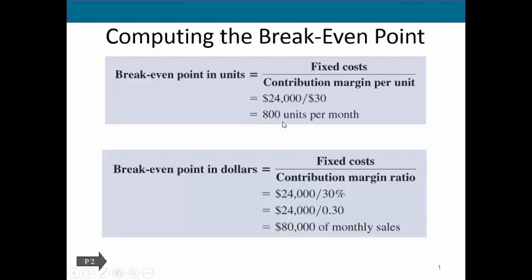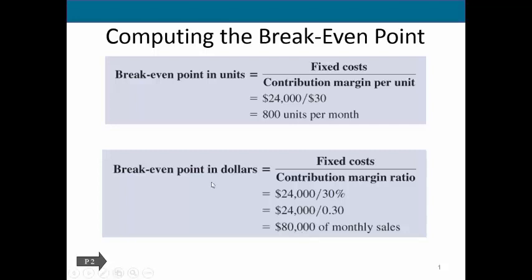If we sell 799 units, we will incur a loss. If we sell 801 units, we will have a profit. So at 800 units, we are breaking even. We have not lost anything. We have not made a profit. We have an ending profit of 0. We broke even. We can also calculate the same thing in dollars rather than units. Fixed costs divided by the contribution margin ratio, so 24,000 divided by 30%, tells us that we need to have 80,000 of monthly sales in order to break even.